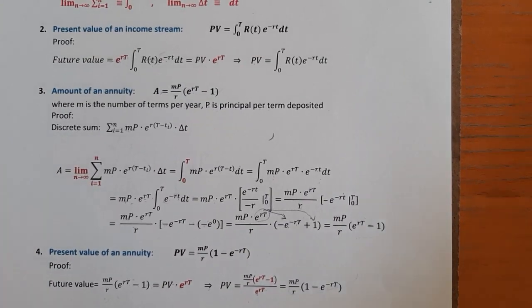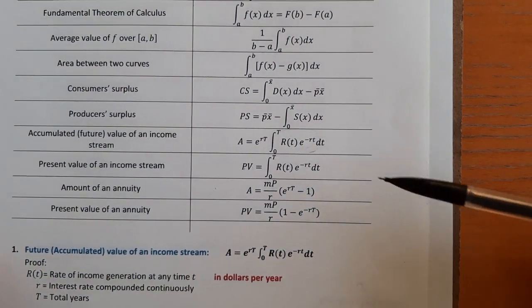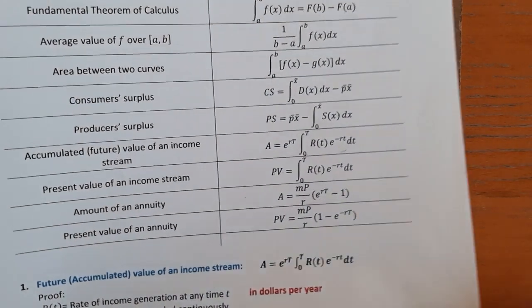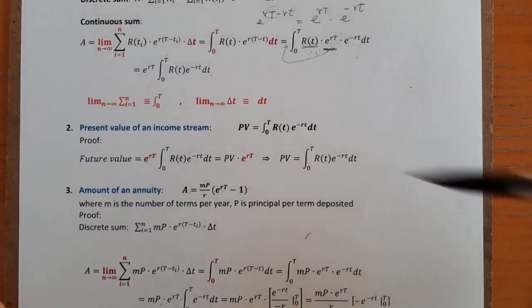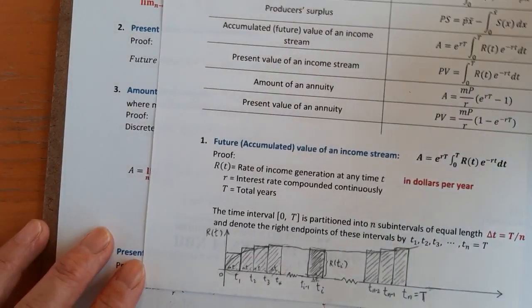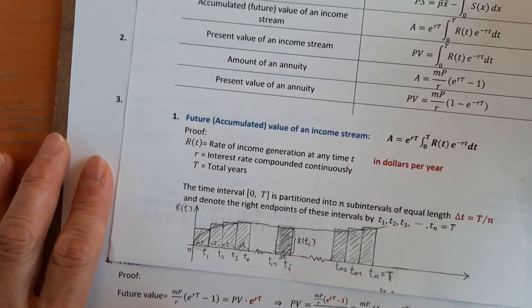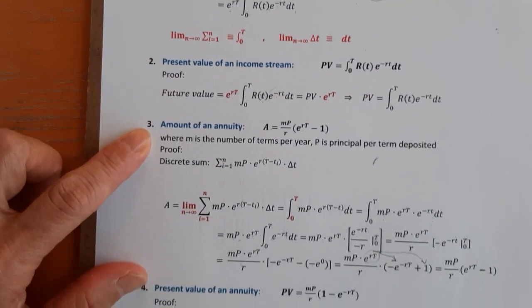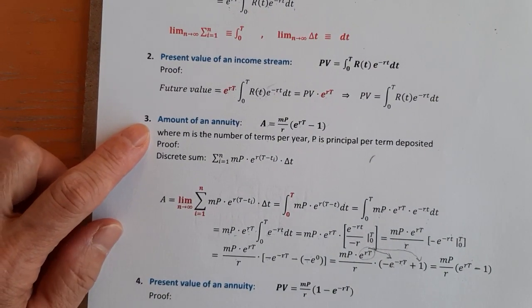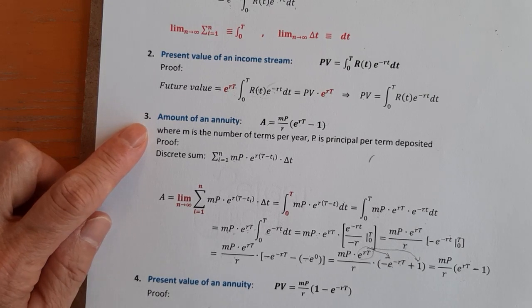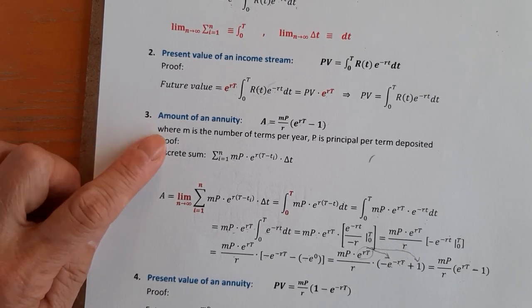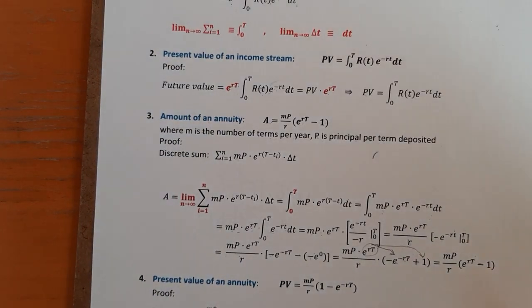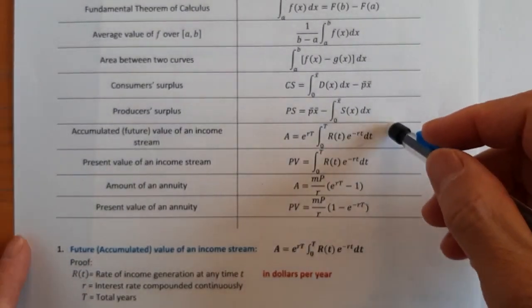If you want to understand how we get those formulas, you can look at the proofs. Prove the following in your notes: 1, future value; 2, present value; 3, if the rate of deposit is constant, we call it the amount of an annuity; and 4, present value of an annuity. The proofs for the 4 formulas are over there: 1, 2, 3, 4.